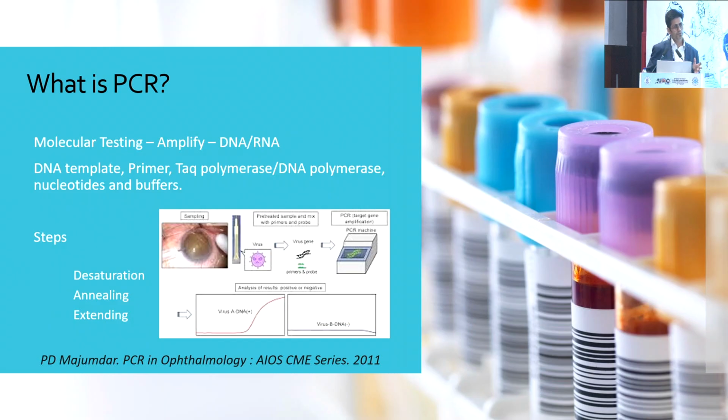So what exactly is a PCR? PCR is nothing but a molecular test in which we amplify the DNA or the RNA. What is required is a template, primers, enzymes, nucleotides, and buffers. We put it through the steps of denaturation, annealing, and extending, and then we amplify it.